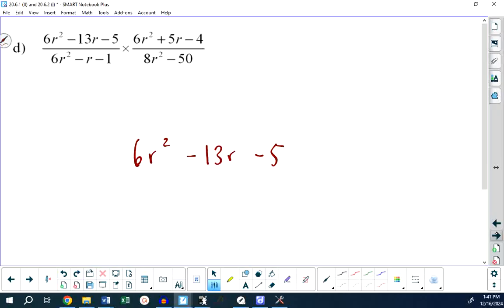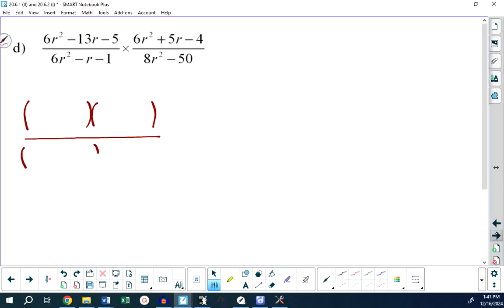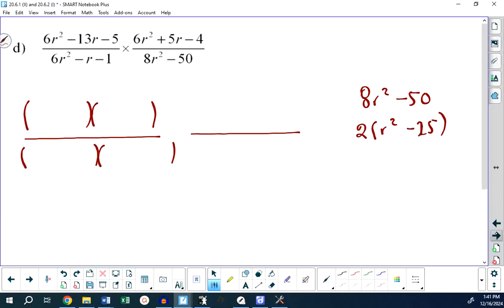So you need to be fairly proficient at this. You can't lag behind. But there are some tips and tricks I can provide to you. First of all, I would personally start with the 8r squared minus 50. And I would probably factor that on the side. I think that's one of the easiest parts of this to factor.